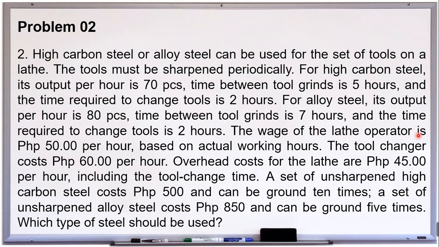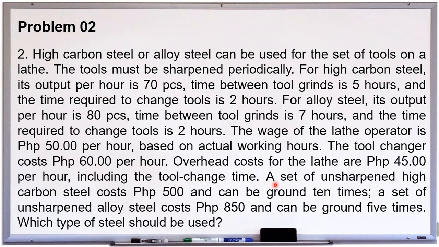So the wage of the lathe operator is 50 per hour. This is based on the actual working hours, or this is based on the tool grinding time. Next, the rate of the tool changer is 60 per hour. Then we also have an overhead cost. So this is cost other than the wage of the lathe operator and the wage of the tool changer. So the rate here is 45 pesos per hour. This is based on the accumulated time for the grinding and the changing of tool.